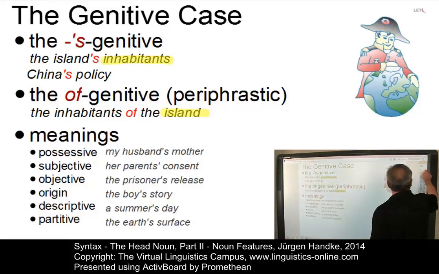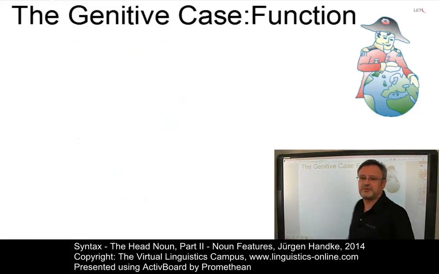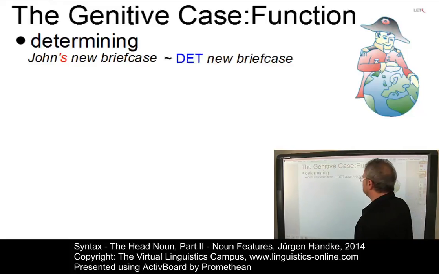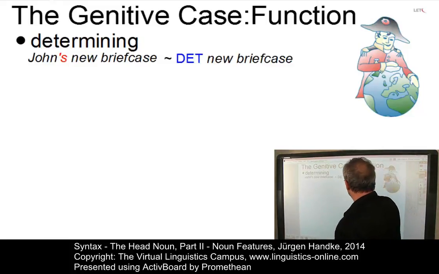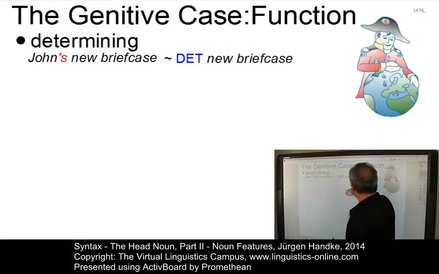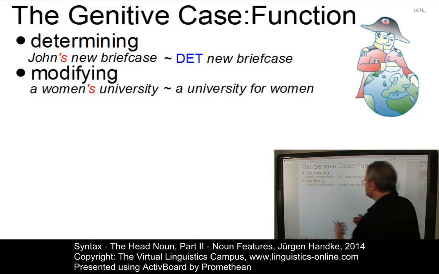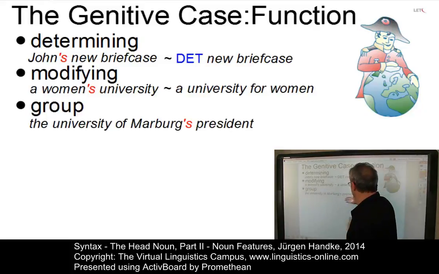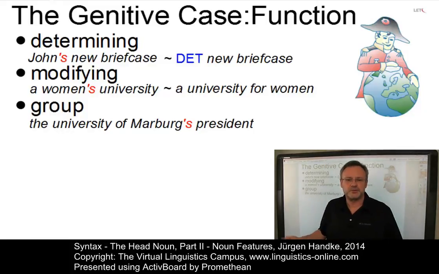Now, depending on its role within a noun phrase, the genitive can be assigned different functions. For example, the determining function. John's new briefcase, where John's is equivalent to a standard determiner, such as his new briefcase. Or the modifying function. A women's university is really a university for women. Or let's take the third function, the University of Marburg's president. Well, the University of Marburg is a group, so here we have a group genitive.